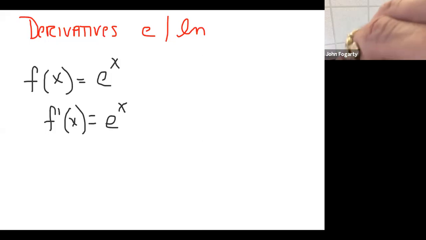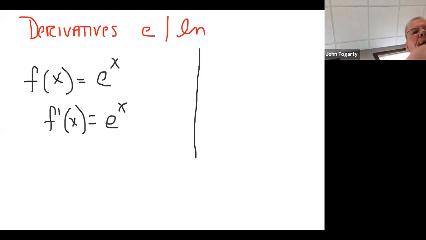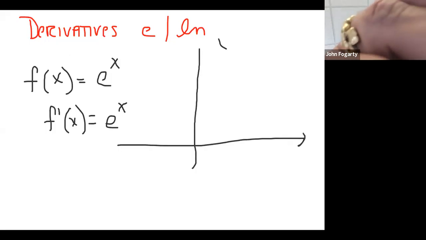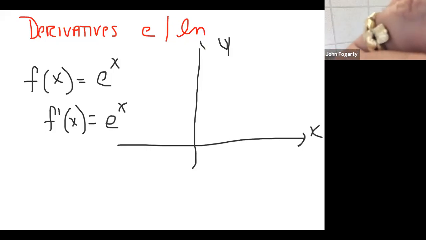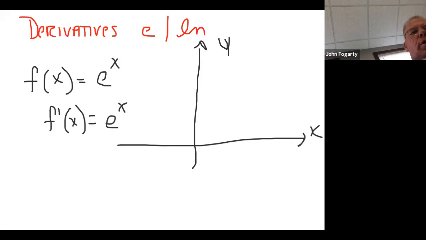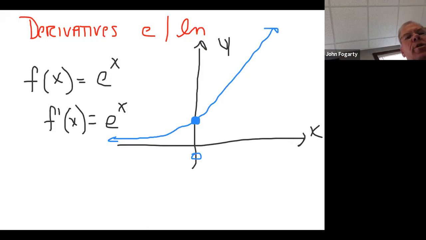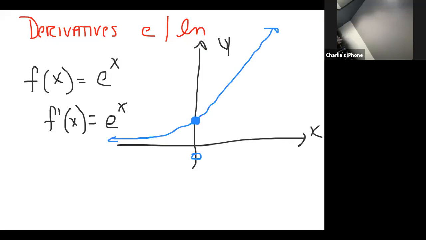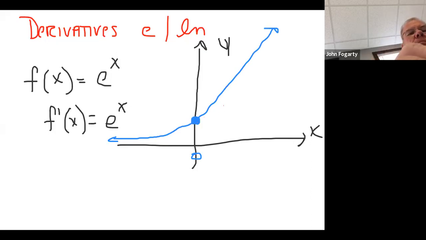Now, I'm going to show you really quickly why that makes sense. Ready? So there's my y-axis. There's my x-axis. And we know that the function e to the x looks like this. And this is what? E to the, what's the value of x there? 0. So what's anything to the 0? 1.